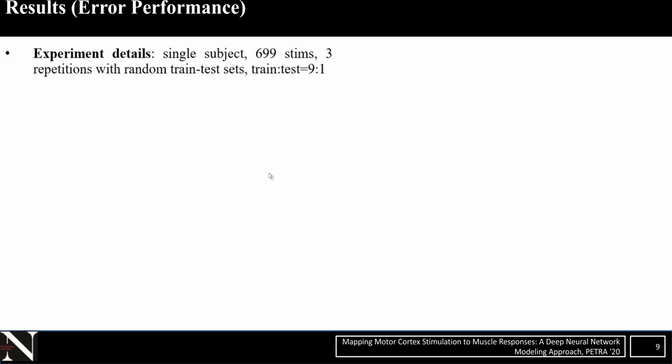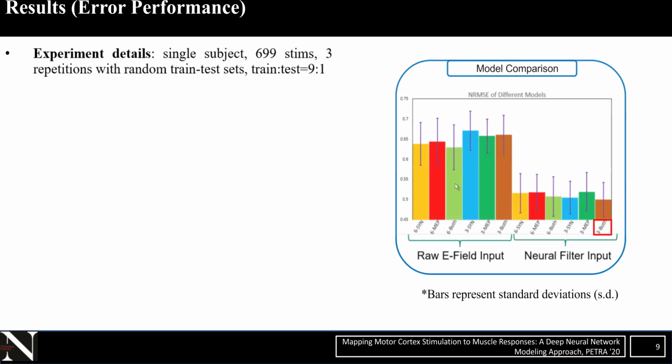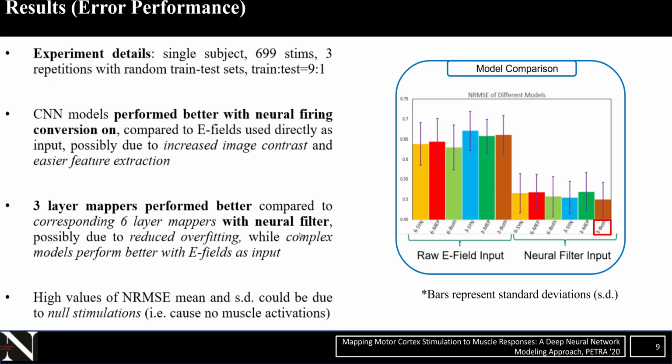Moving on to the results. So we have data from a single healthy subject, as I mentioned, 4 different intensities, 699 stimulations, 3 repetitions of all the sets with a train-test ratio of 9:1. This is how our results look, and as might be evident, the CNN models that have the neural firing input actually perform better, evident by their lower errors.